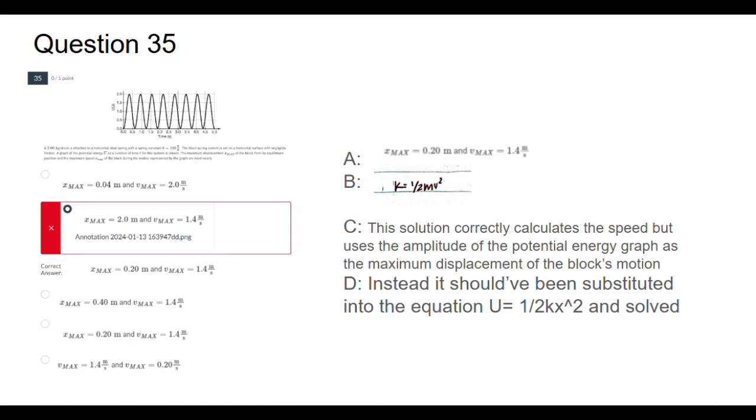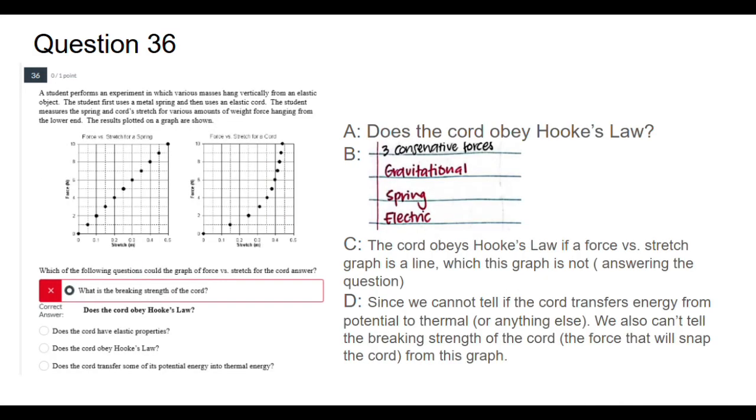The correct answer to 35 was x max equals 0.2 meters and v max equals 1.4 meters per second. The solution correctly calculates the speed, but what I did was use the amplitude of potential energy to graph the maximum displacement of the block's motion, and instead I should have substituted it into the equation U equals 1/2 kx squared and then solved from there.